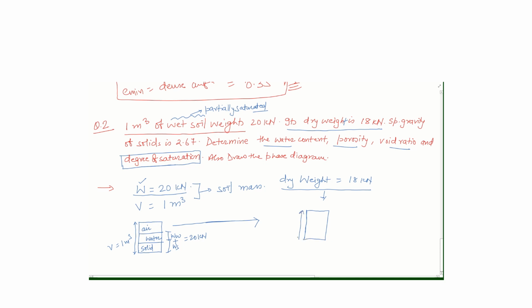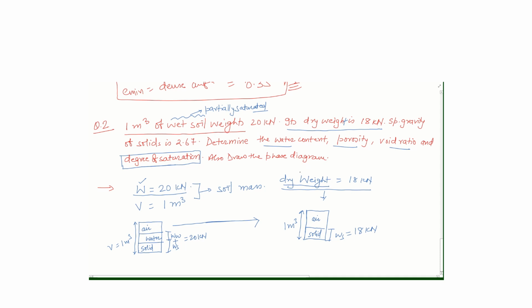This volume is going to remain the same. So 1 meter cube volume is there, but the soil has only solid and air. Now water has been evaporated out, due to the soil being put into the oven. So the solid weight Ws is nothing but 18 kilonewton. So it is given as dry weight.